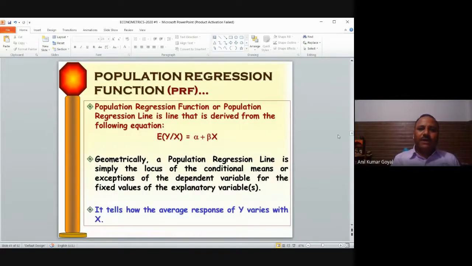So population regression function we have discussed. Population regression function or population regression line is the line that is derived on the following equation. So expected value of y given x is equal to alpha plus beta x. Geometrically, a population regression line is simply the locus of conditional means or expectations of the dependent variable for the fixed values of the explanatory variable. It tells how the average response of y varies with x.